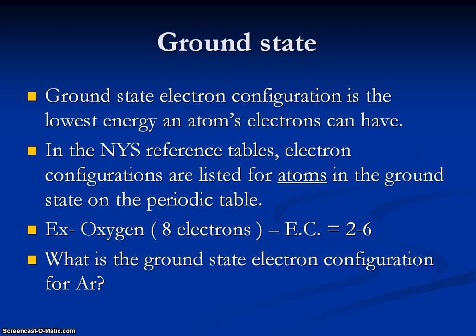Okay, first of all, ground state, what is it? Ground state electron configuration is the lowest energy an atom's electrons can have. So they always fill from the lowest possible energy level upwards.